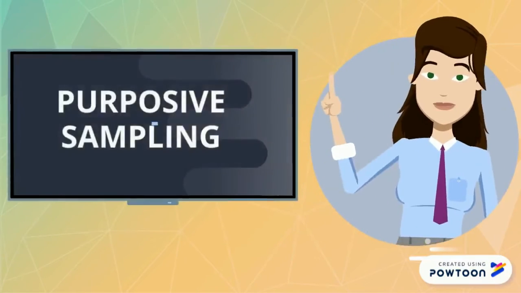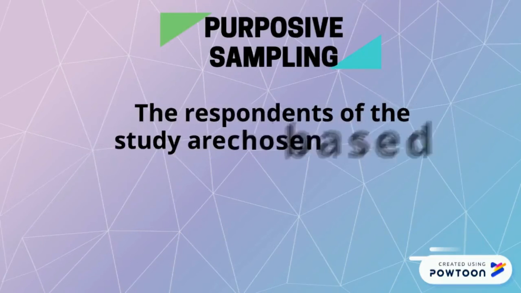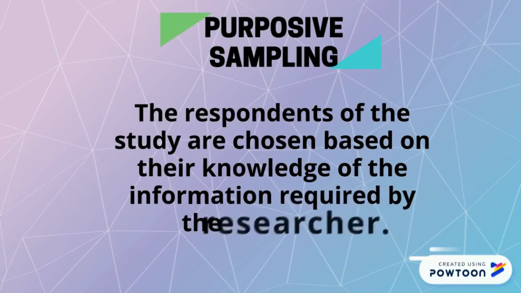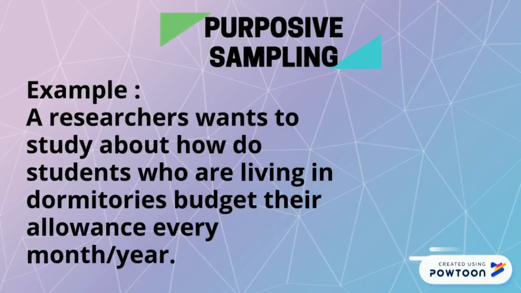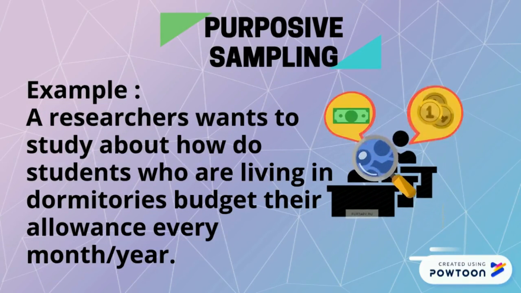Next is purposive sampling. The respondents of the study are chosen based on their knowledge of the information required by the research. Example, a researcher wants to study about how do students who are living in the dormitories budget their allowance every month or year.